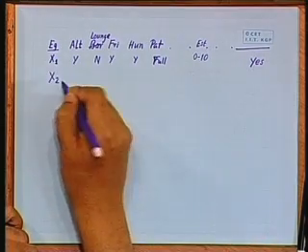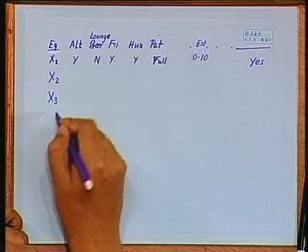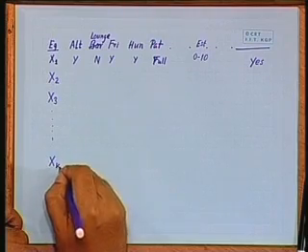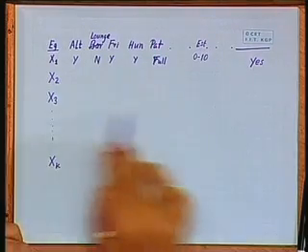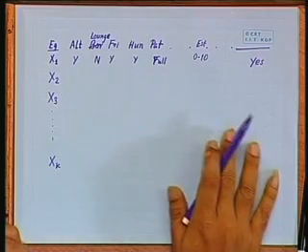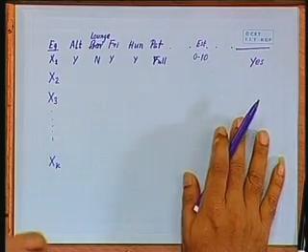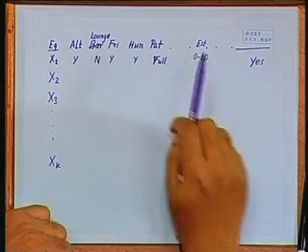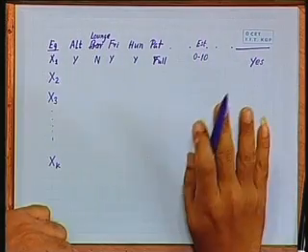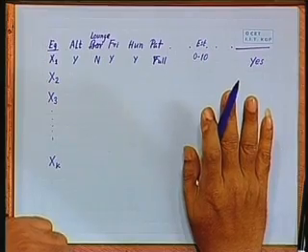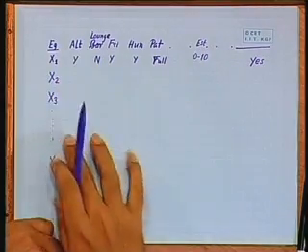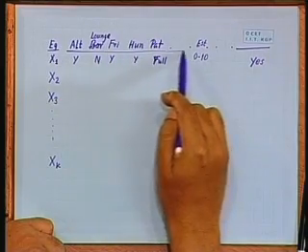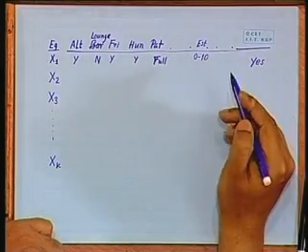Then similarly, I have case 2, I have case 3, and I have some k cases like this. So, these are k examples that I have, k samples. For each of these samples, I know the values of these variables, and I also know the decision that was taken. So, this is our training set.